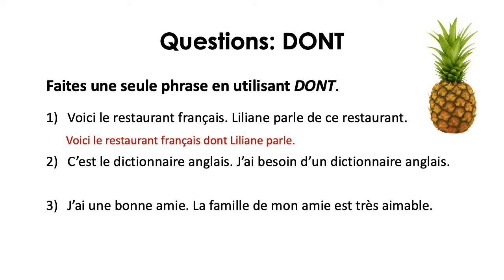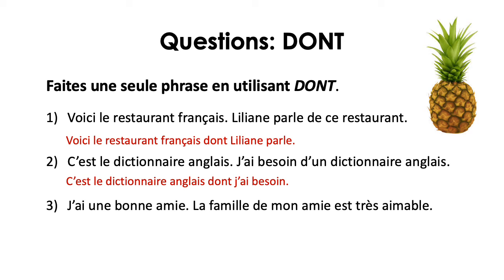All right, pause the video and try to do 2 and 3 by yourself. Remember that you're replacing de plus the object. Okay, I'm going to assume that you've done those now. So, number 2. C'est le dictionnaire anglais. J'ai besoin d'un dictionnaire anglais. So we know that the phrase is avoir besoin de quelque chose, to need something. So we're going to remove d'un dictionnaire anglais and replace it with dont. C'est le dictionnaire anglais dont j'ai besoin. It's the English dictionary which I need, of which I have need, if you want to do it literally.